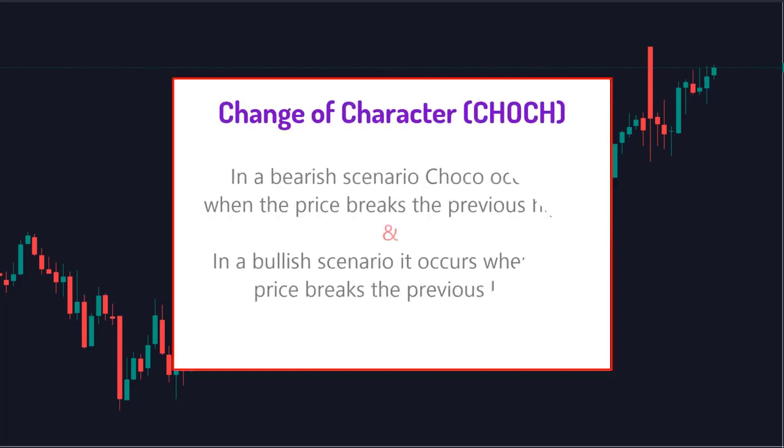The next principle we will discuss here is the change of character, CHoCH. So let us look at its definition. In a bearish scenario, CHoCH occurs when the price breaks the previous high. In a bullish scenario, it occurs when the price breaks the previous low.